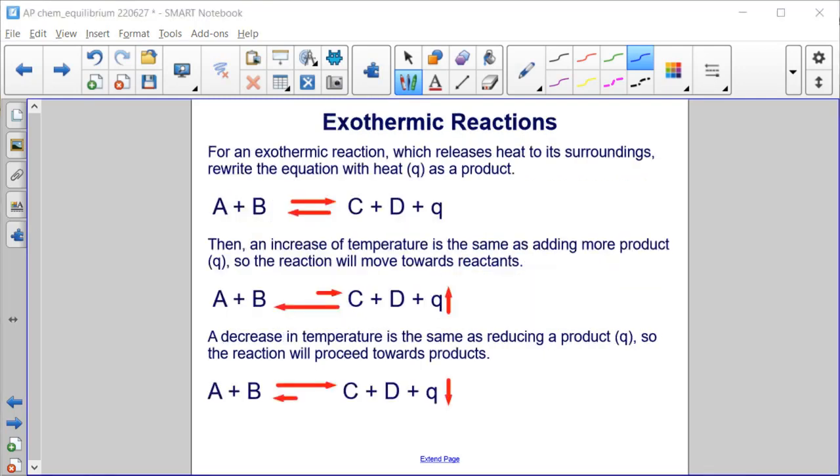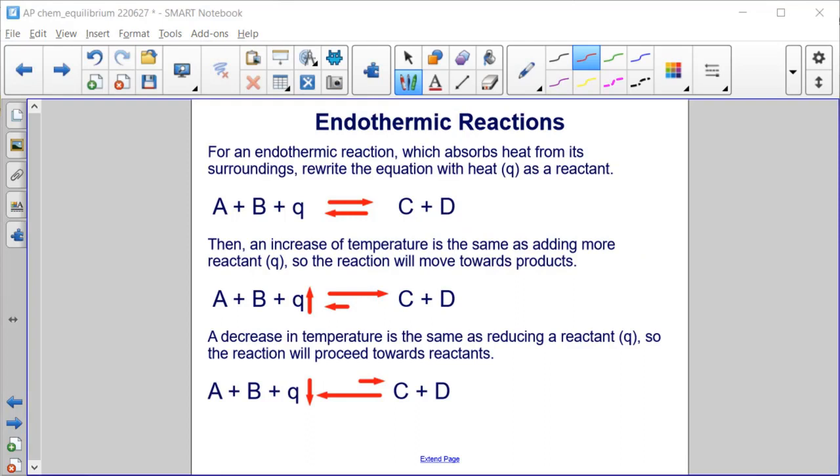Here's a closer look at exothermic reactions. For an exothermic reaction which releases heat to its surroundings, rewrite the equation with heat Q as a product, which we see here. Then, an increase of temperature is the same as adding more product, so the reaction will move or shift toward the reactants to consume that addition of heat. A decrease in temperature is the same as reducing a product, so the reaction will proceed toward the products in order to counteract that decrease in temperature.